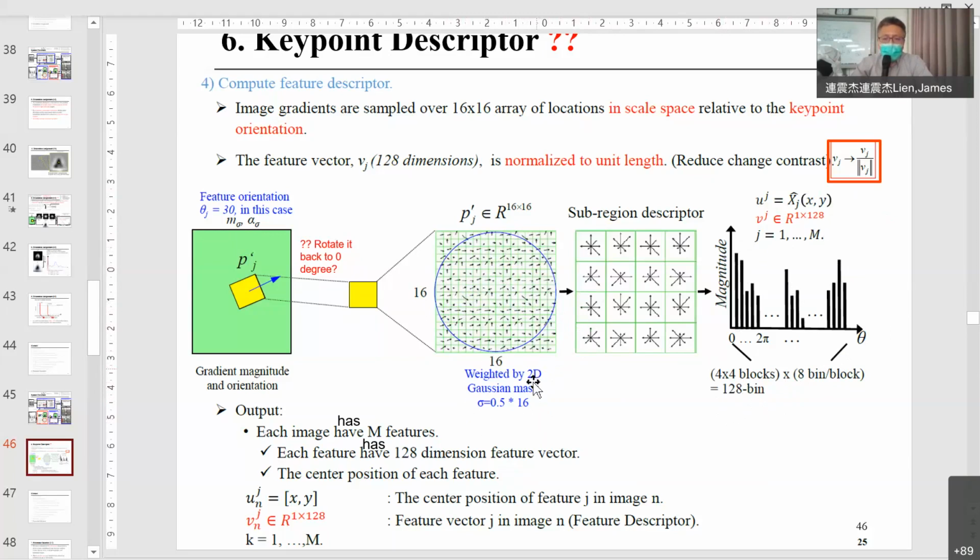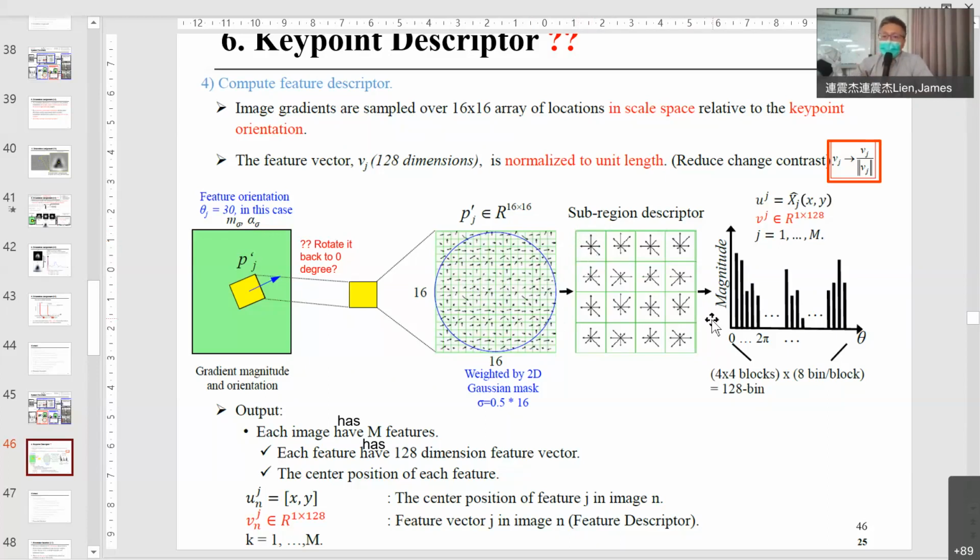They also use the Gaussian to smooth this. After smoothing, they divide it into 4 by 4 small patches. This is the big patch, and after this they get 4 by 4 small patches. So each small patch is 4 by 4 pixels.